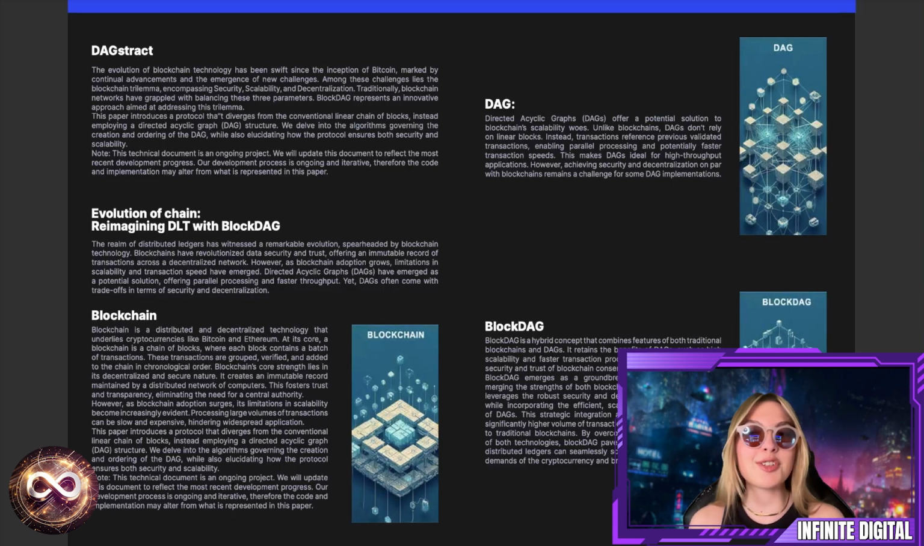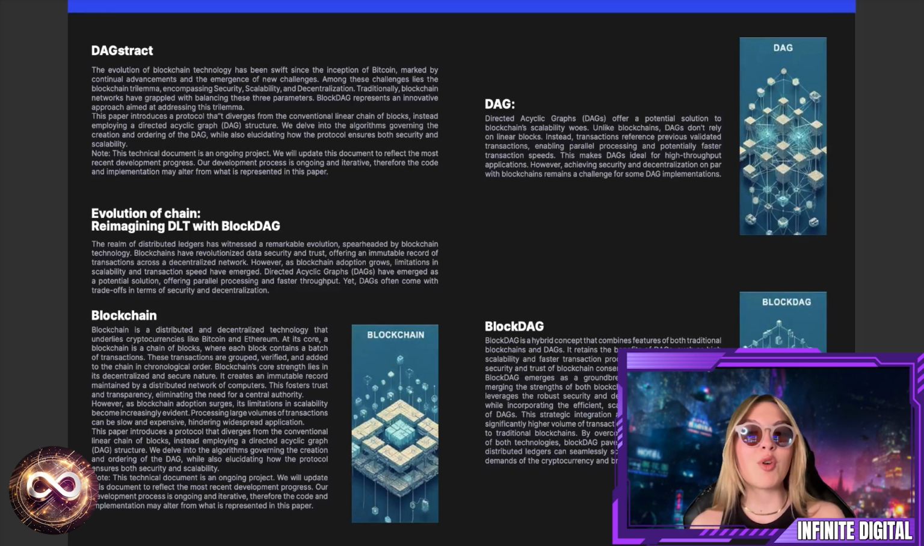So essentially you have the DAG extract explaining a bit about it, the evolution of chain, reimagining DLT with BlockDAG. The realm of distributed ledgers has witnessed the remarkable evolution spearheaded by blockchain technology. Blockchains have revolutionized data security and trust, offering an immutable record of transactions across a decentralized network. However, as blockchain adoption grows, limitations in scalability and transaction speed have emerged. Directed acyclic graphs, or DAGs, have emerged as a potential solution, offering parallel processing and faster throughput as well. Yet DAGs often come with trade-offs in terms of security and decentralization.